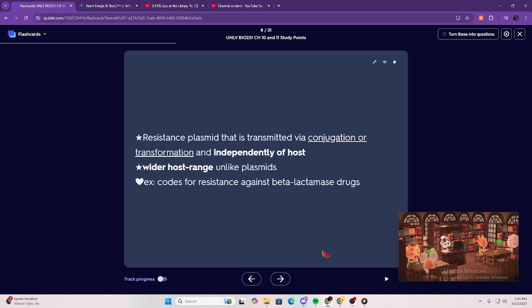What is an R plasmid? A resistance plasmid is transmitted via conjugation or transformation, which are forms of gene transfer, and also replicates independently of the host. However, it has a wider host range, unlike regular plasmids. What you really need to know is that it codes for resistance specifically against beta-lactam drugs. For example, if you're given a beta-lactam drug for a bacterial infection but you don't get better, it's likely that you have an R plasmid in your bacterial cells, which is why it's not working.